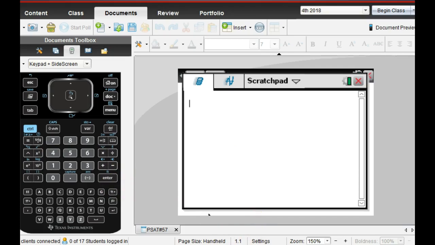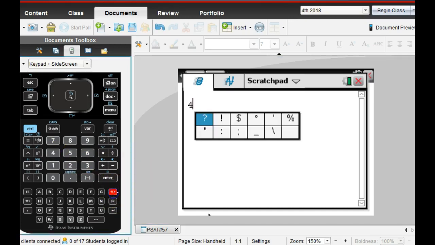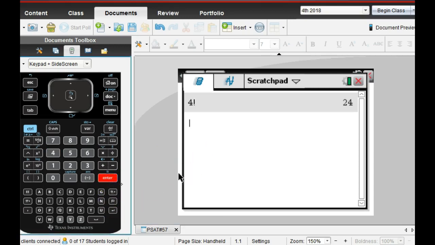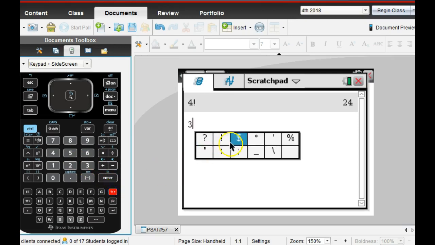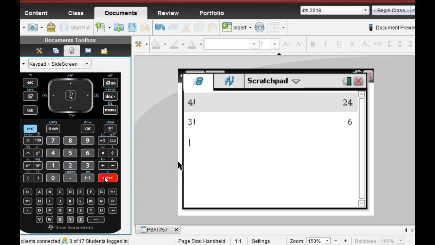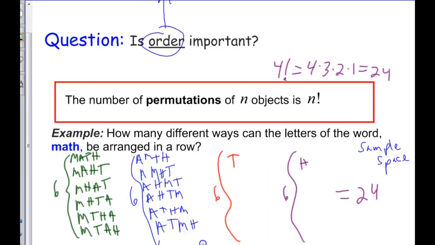On your calculator, if you hit 4, and then hit the key down here, I think it has an exclamation point in there as the second choice. 4 factorial will automatically do 4 times 3 times 2 times 1, which is the factorial command. If you did 3 factorial, it would do 3 times 2 times 1, which is 6, etc. So I just want you to see that you can type that in your calculator to do that.